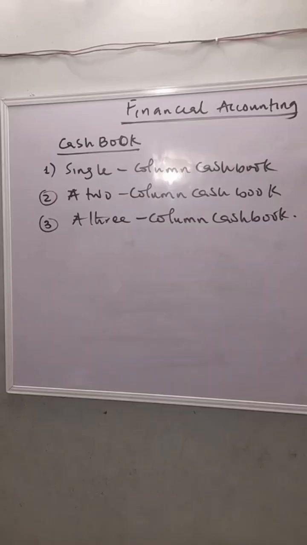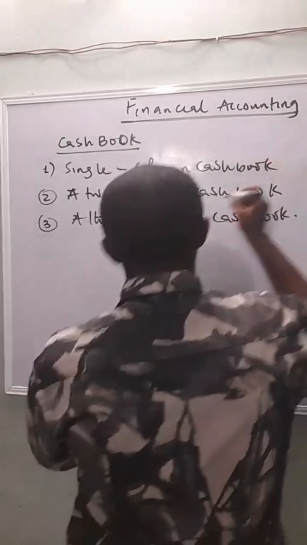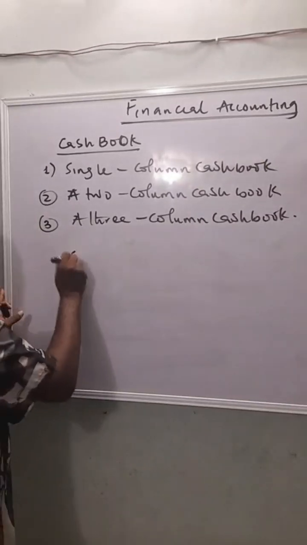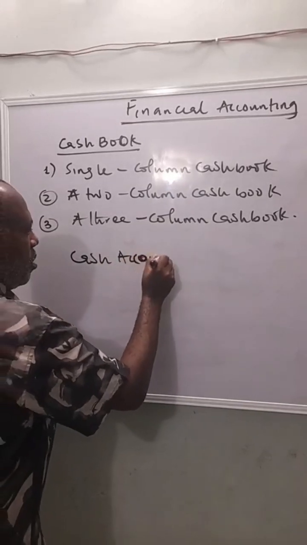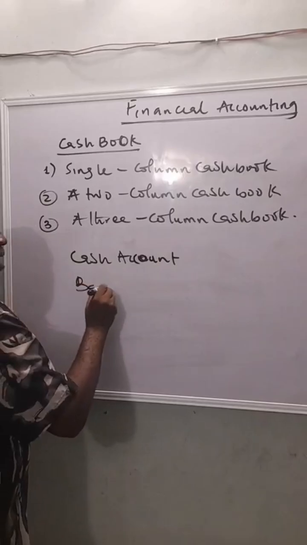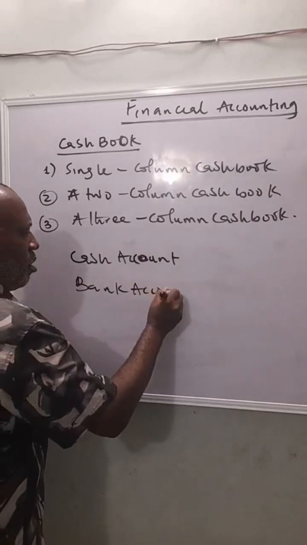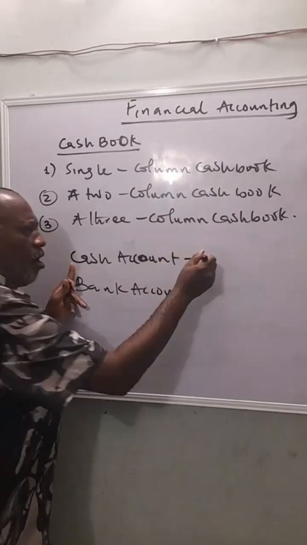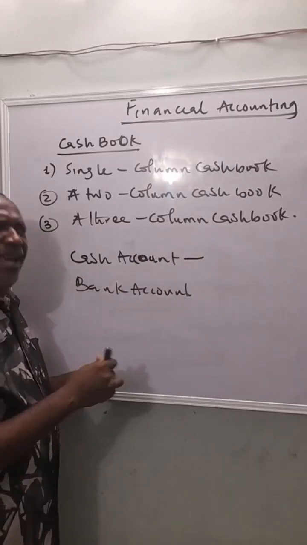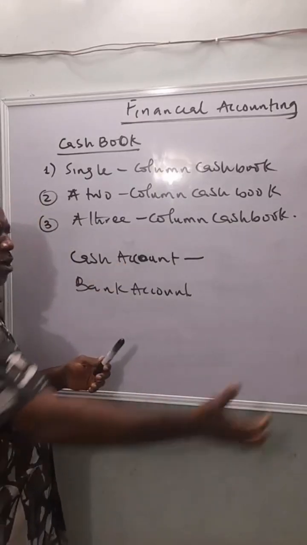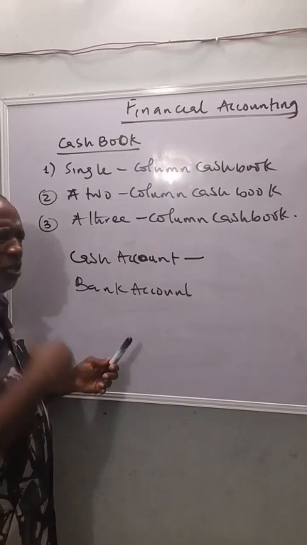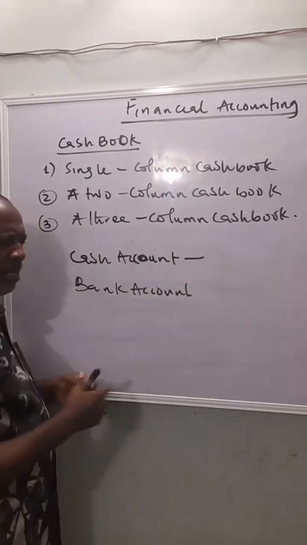Cash book is split into 3. We have a single column cash book. The single column cash book is further divided into cash account and then bank account. This cash account records all cash transactions. Anything involving cash transaction will be in the cash account. When you receive money by cash, you debit. You give out money by cash, you credit.